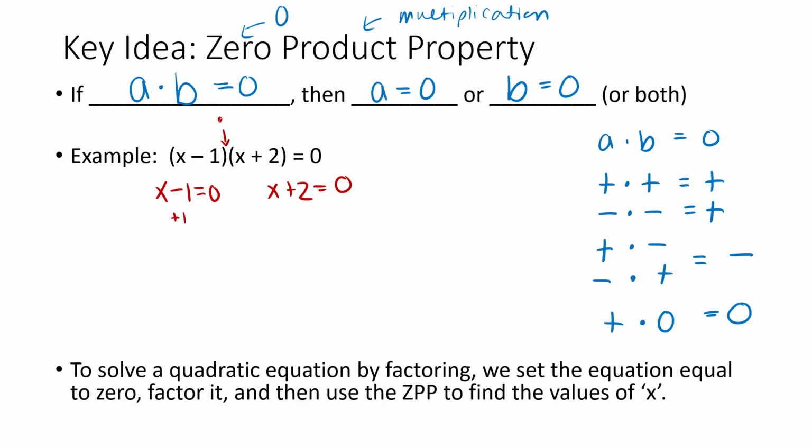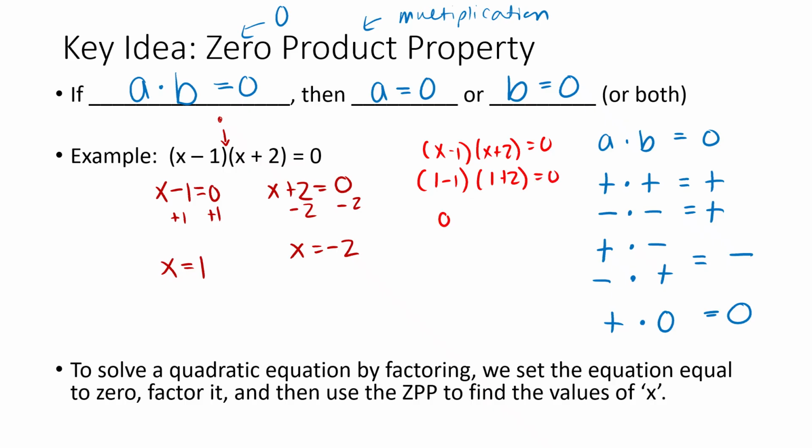And then we could solve this by adding 1 to both sides. So x could be equal to 1, or we could subtract 2 and get x is equal to negative 2. And if you go back and plug those in, remember what it is to check your work. If I take x is equal to 1 and plug it in, I would have 1 minus 1 times 1 plus 2. 1 minus 1 is 0, 1 plus 2 is 3, and I get a true statement. I get 0 equals 0.